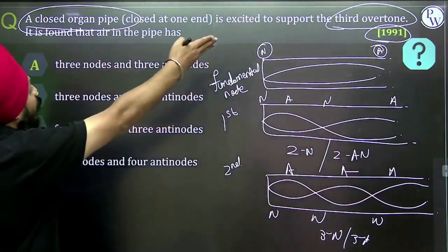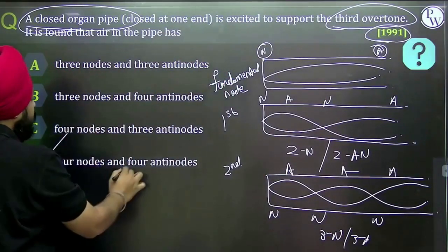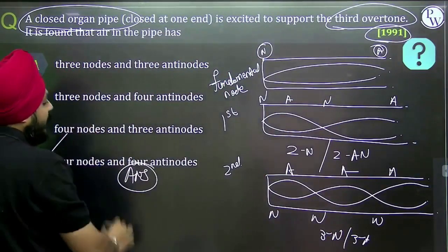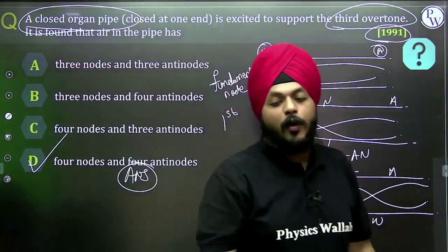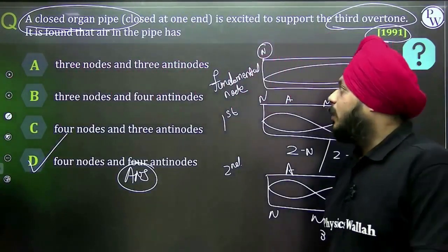Then what will be in the third overtone? Four nodes, four antinodes. This will be the perfect answer for this specific question. You can even draw it.